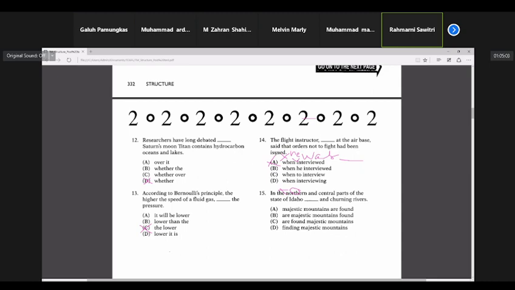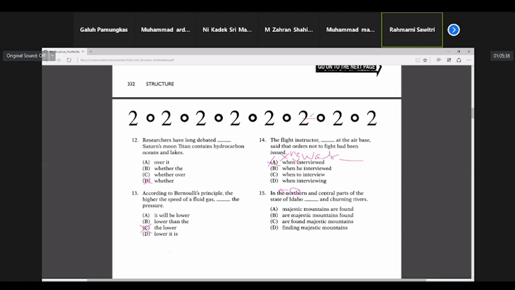And then finally for number 15 we have Nikadek. Yes, ma'am. Number 15 is C. C. Yes. In the northern and central parts of the state of Idaho, okay. Here are found majestic mountains and churning rivers.